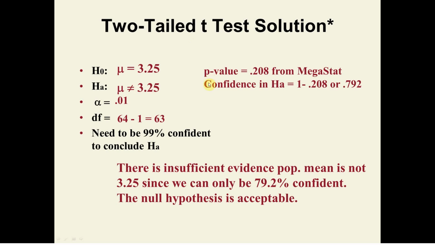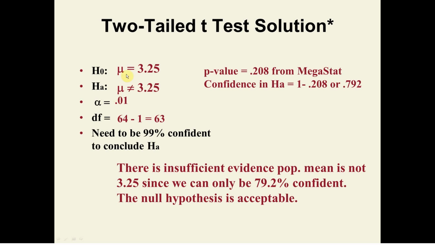Plug it into Megastat. We get a p-value of 0.208. That means the actual confidence, which is 1 minus that, is 0.792. So we can be approximately 79.2% confident that the mean is not equal to 3.25. Well, the required level of confidence is 99%. Well, 79.2 is much less than 99. Equivalently, 0.208 is greater than 0.01. Since it's not less than, we cannot reject the null. And so there is not sufficient evidence to support that it's not this.